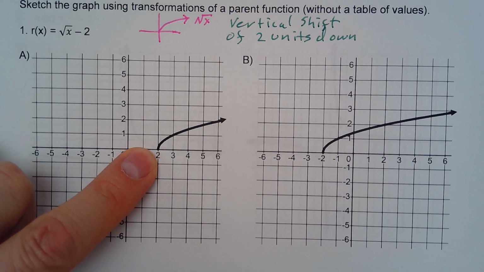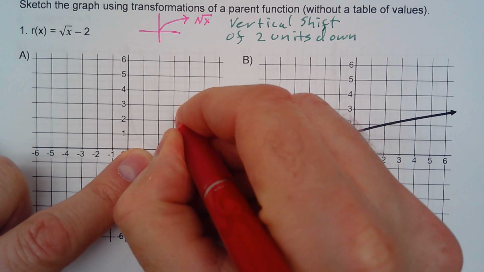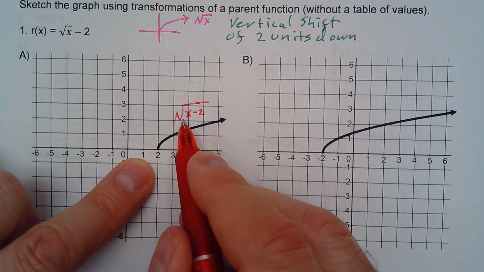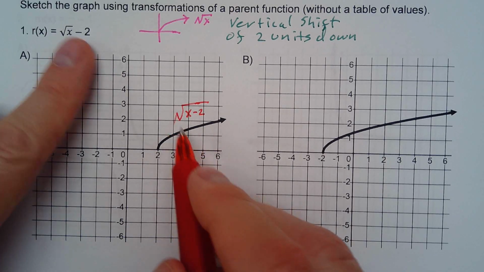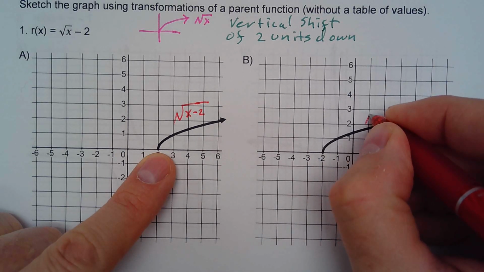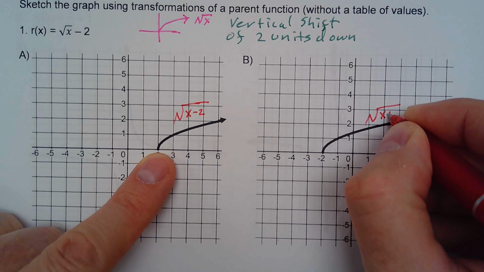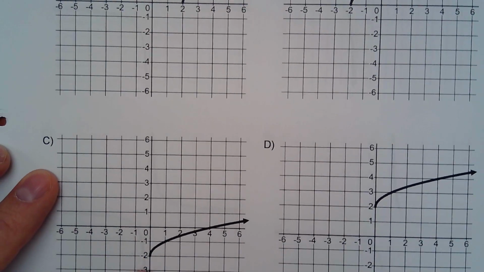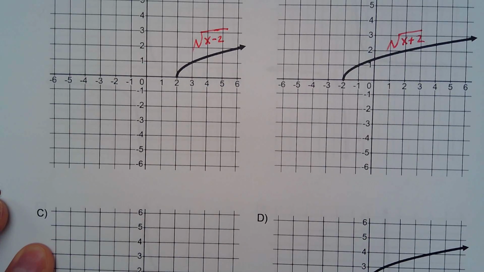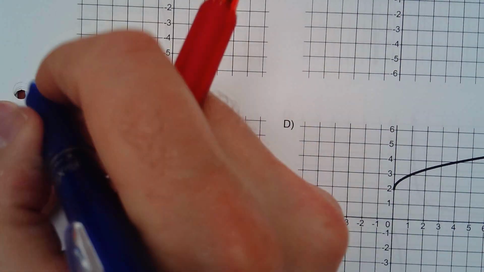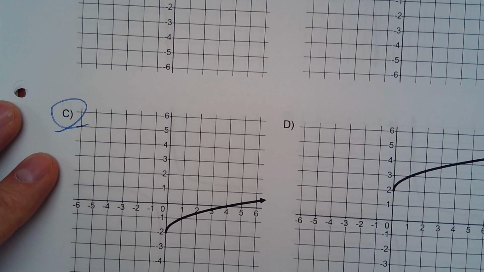units. Well, this one's been shifted to the right 2 units. So this actually would be the square root of x minus 2, where the minus 2 is underneath the square root, so very subtle difference there. This one's shifted to the left, so that'd be the square root of x plus 2, so this one's wrong. This one's been shifted down 2 units, so this is the graph we want. So C is the correct answer. So I'm just going to circle that.